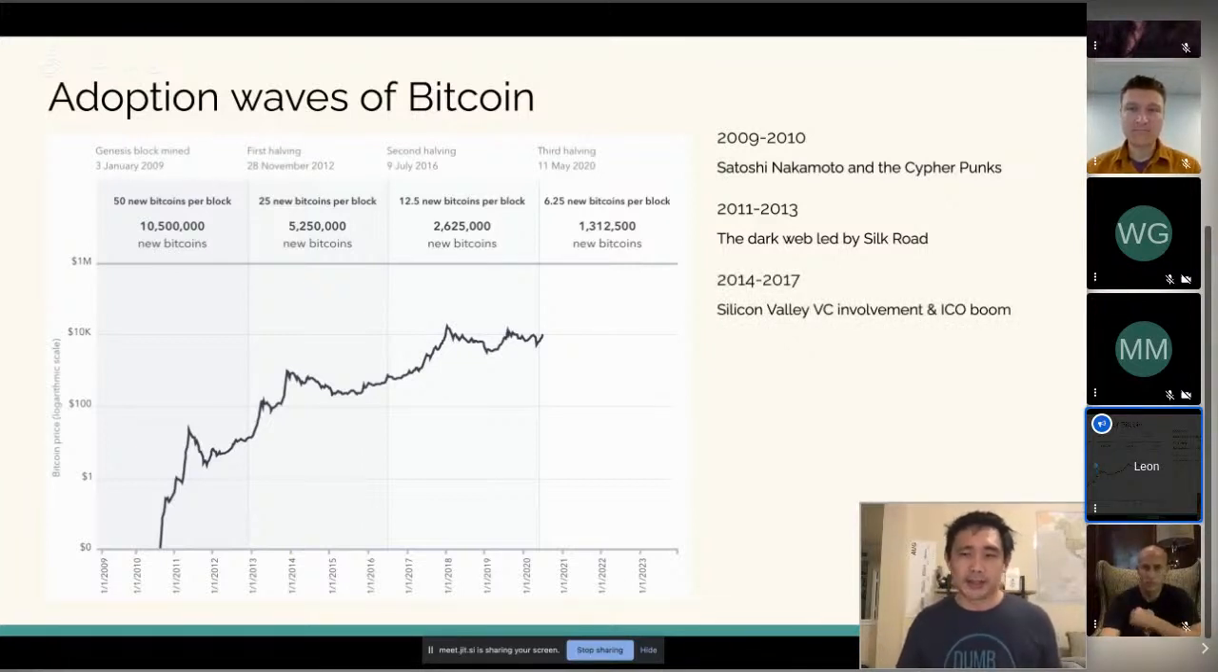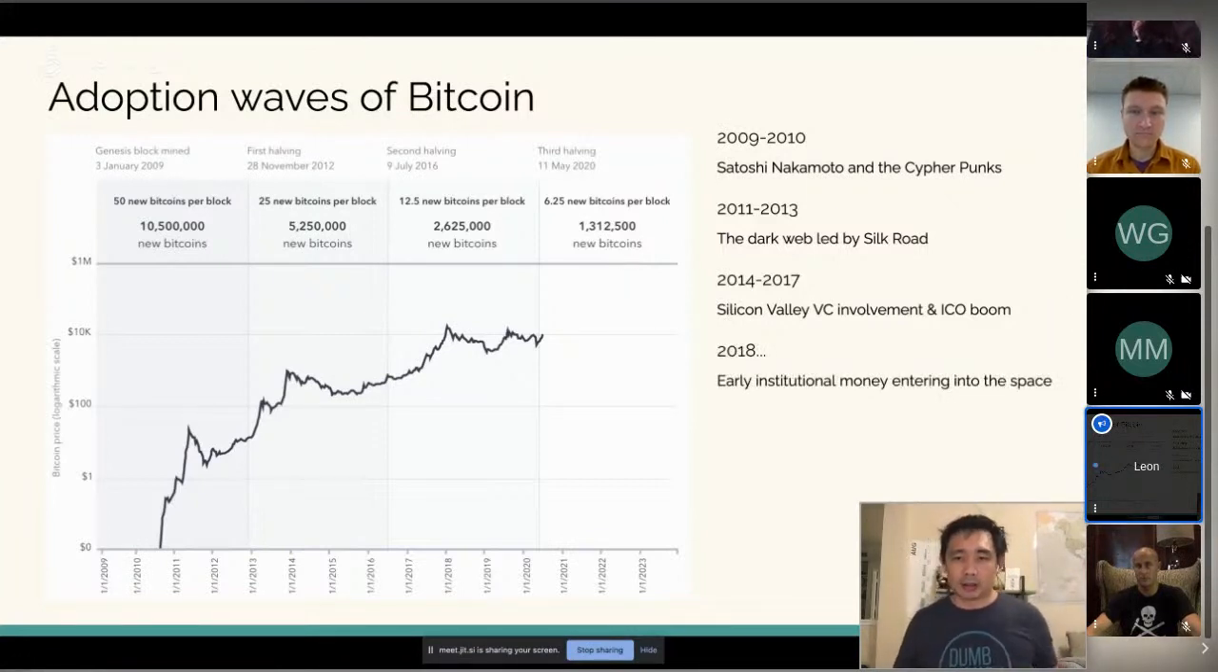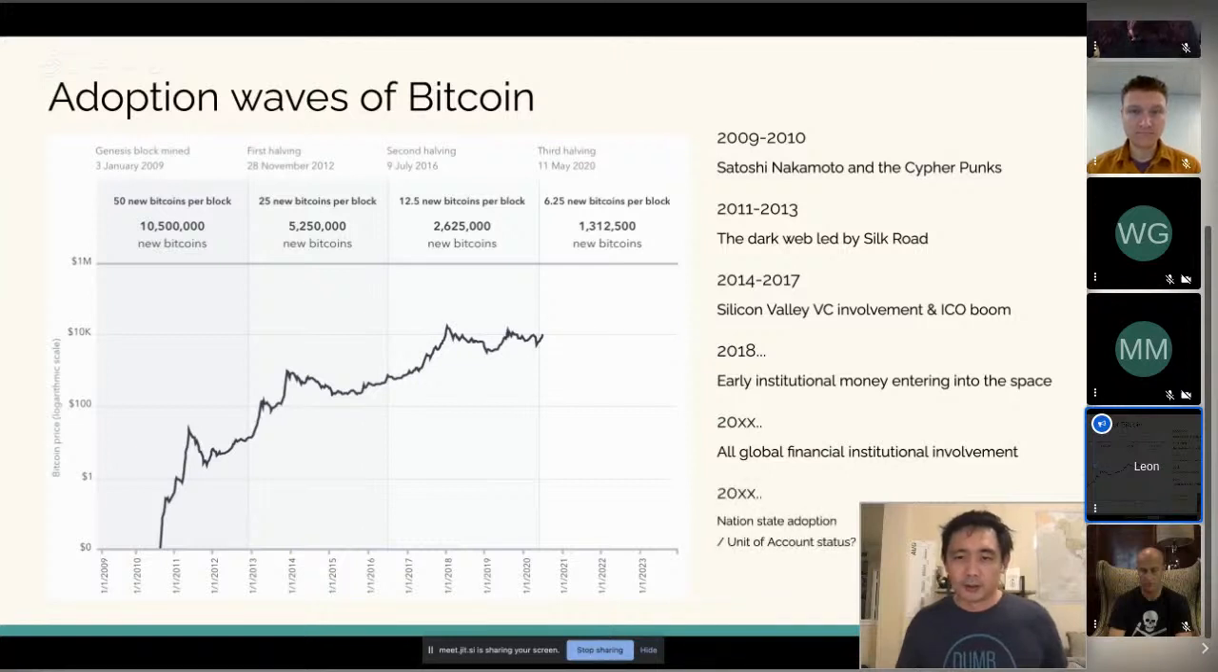However, in 2014 to 2017, with the rise of Ethereum as well, we started seeing Silicon Valley VC involvement and the ICO boom, or initial coin offering. Normally when a company IPOs, the public can't really enter that. But with the ICO, it actually kind of decentralized and opened that to anyone being able to invest in a startup. However, the SEC is coming down on some of those ICOs. Now, in 2018 and onward, we're starting to see early institutional money entering the space. And by sometime later, all global financial institutions will eventually get involved in this asset class. It's nascent, only 10 years, and asset classes only come around every few hundred years or every couple of centuries. And the question is, nation state adoption and unit of account status, that is to be seen.